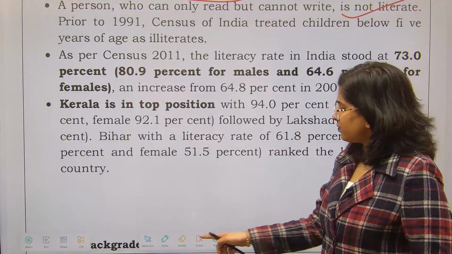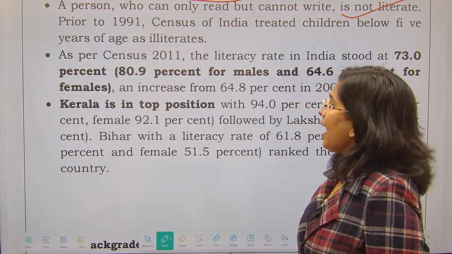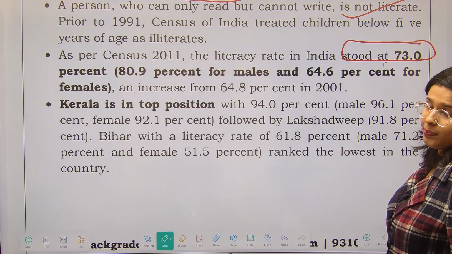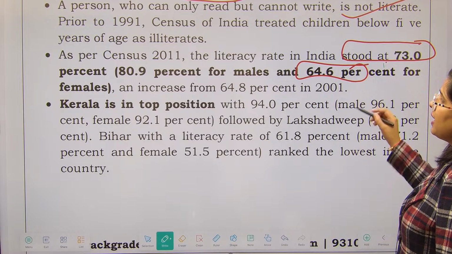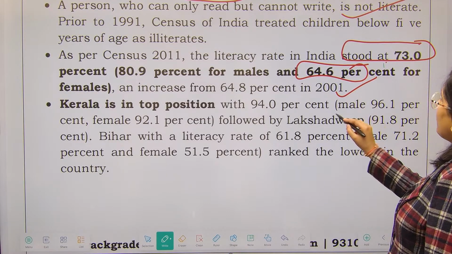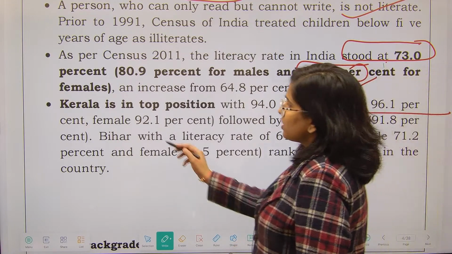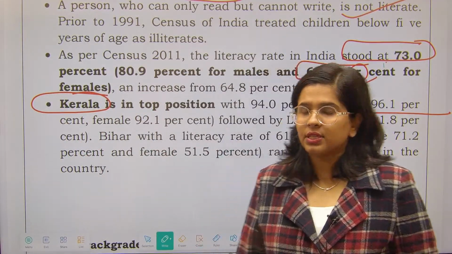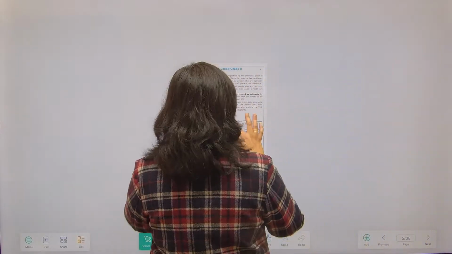Having said that, now let us focus on the numbers. What do the numbers have to say about literacy in India? You will see that the literacy rate in India is standing at 73%, 80% for males and 64% for females, right? So there has been an increase. Kerala is in the top position with 94% of males and 92% of females, followed by Lakshadweep. So we have to remember the state which has the highest literacy. So this was the part on literacy that we need to remember. Moving ahead and talking about migration.